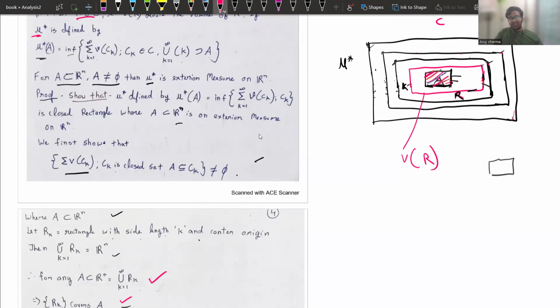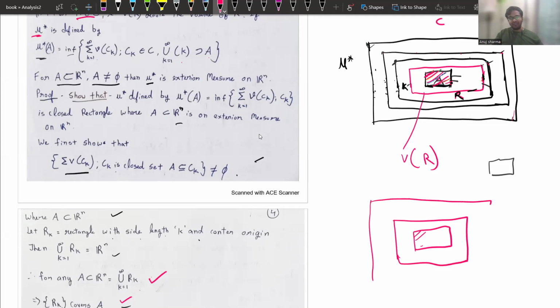If it is placed on every other rectangle, it is also covered by every other rectangle. So you can think of it like, suppose this is a rectangle, and on this you are placing another rectangle, and on this you are placing another rectangle.